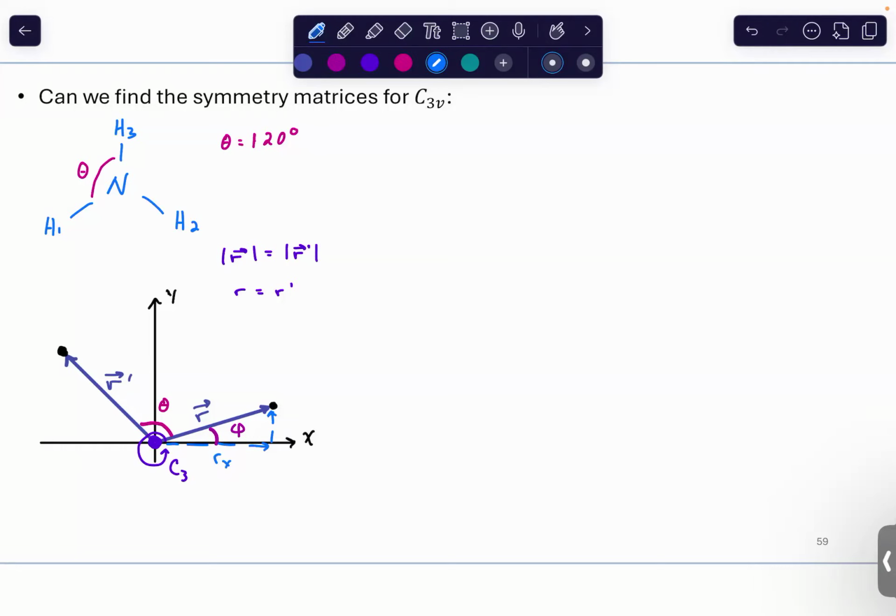So we have Rx and Ry. And so let's just go ahead and write out what these are.